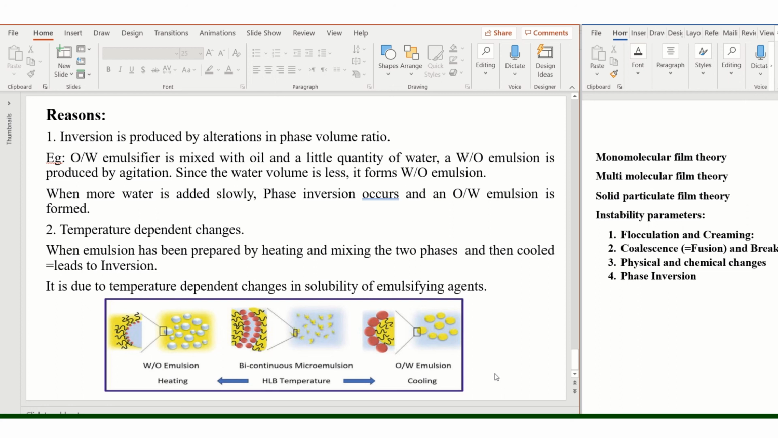and what are the various rheological considerations during manufacture and packing of the emulsions, right?